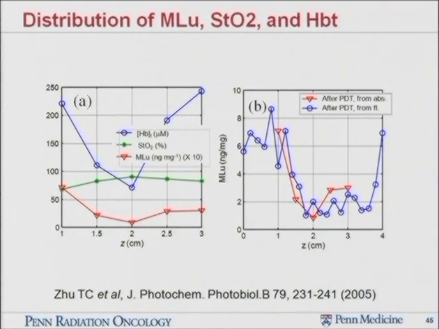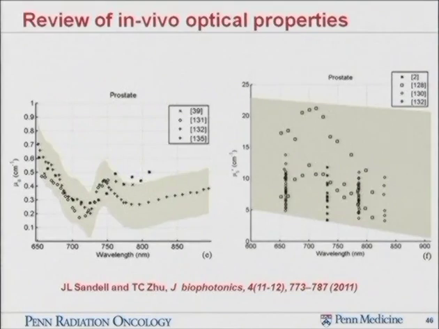This was actually compared with another method that is also used in the clinic. It's a fluorescence-based method, and it also agrees with the absorption method. Here is the summary of all our measurements, and the shaded area is the area where 67% of the numbers fall.